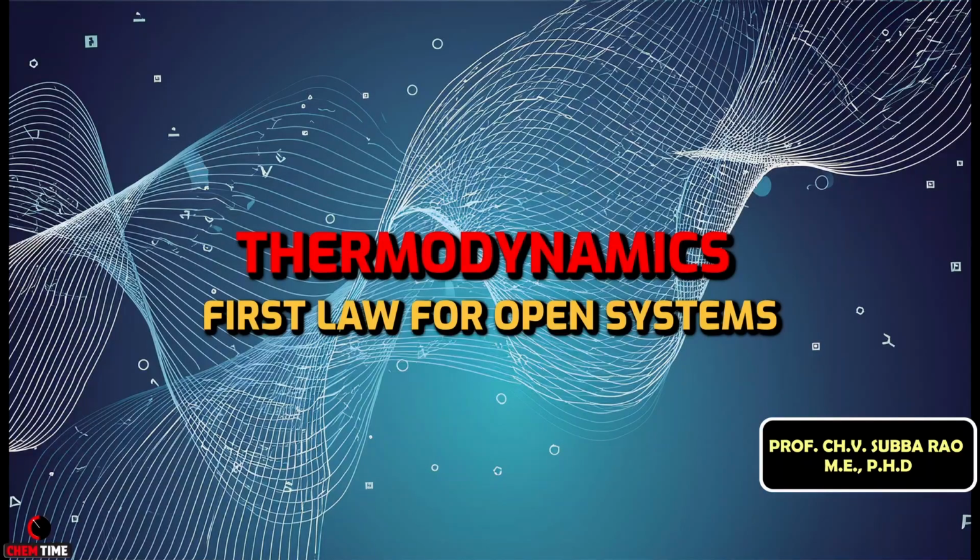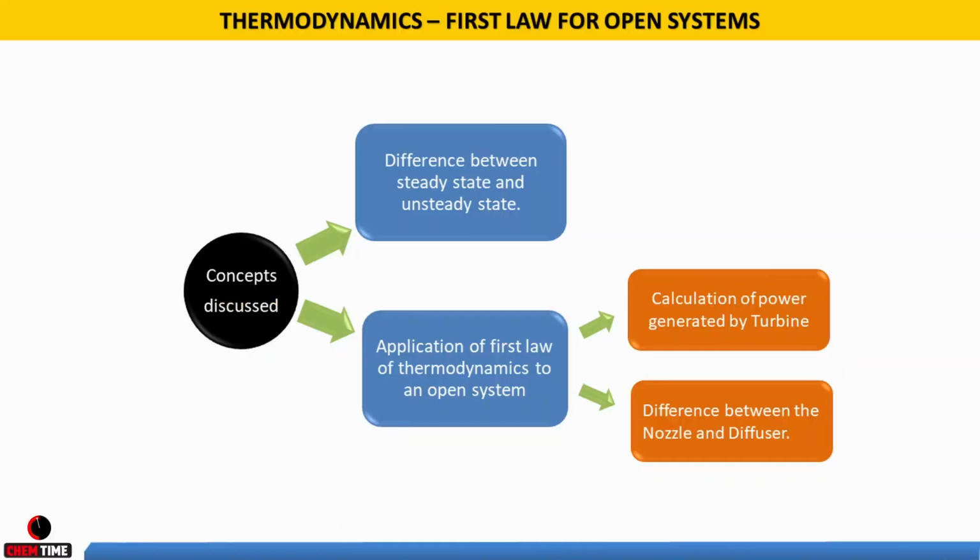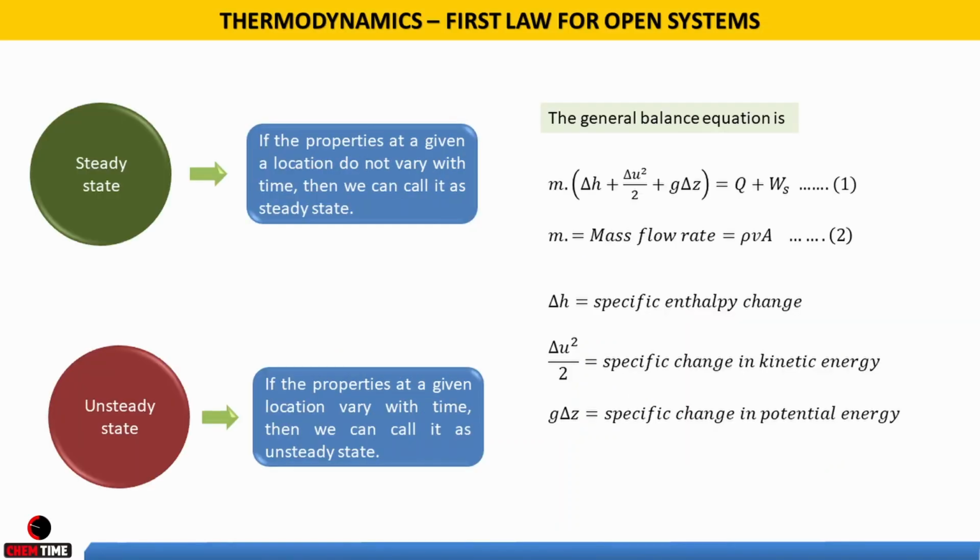Coming to the presentation, we are going to cover the difference between steady state and unsteady state, and application of first law of thermodynamics to an open system under steady state conditions, which include the power generation calculations of a turbine and difference between the nozzle and diffuser.